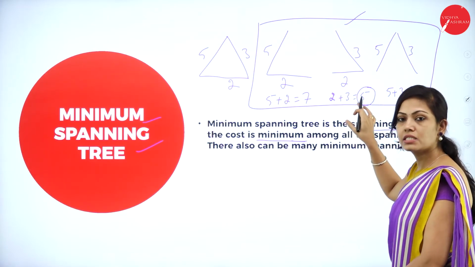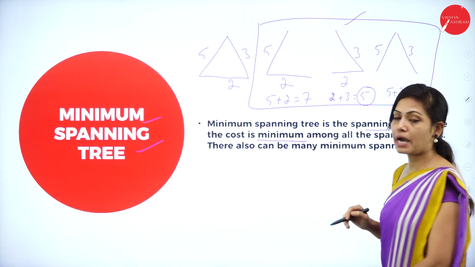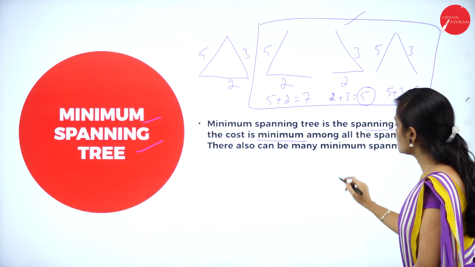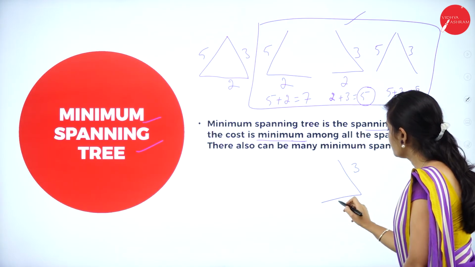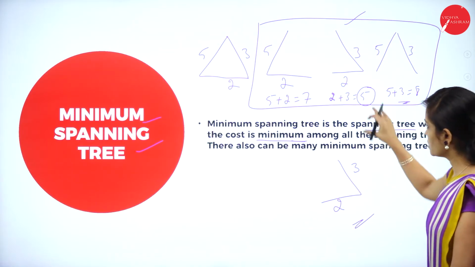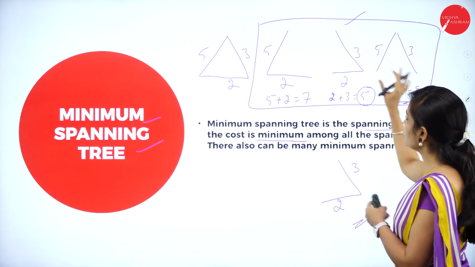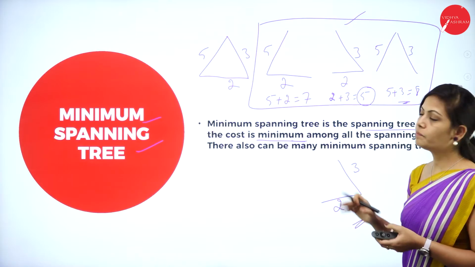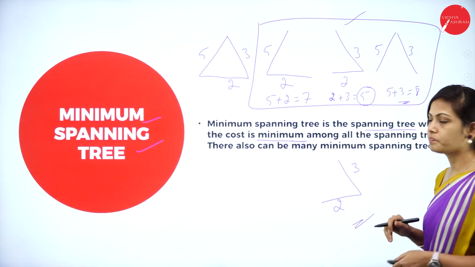So the cost is least in this spanning tree. I will choose this as the minimum spanning tree, because 2 plus 3 is equal to 5. So this is the minimum spanning tree among the other spanning trees. Clear? You can give this example also.